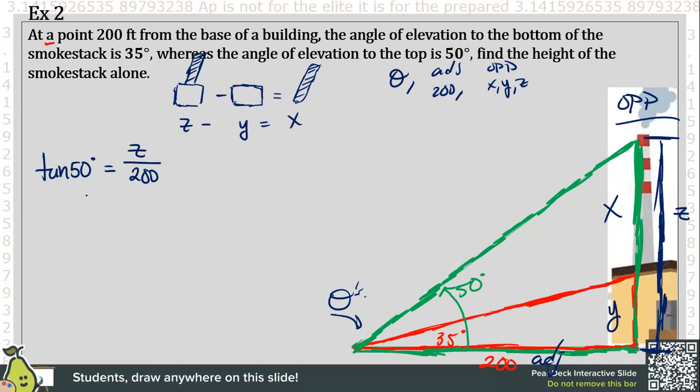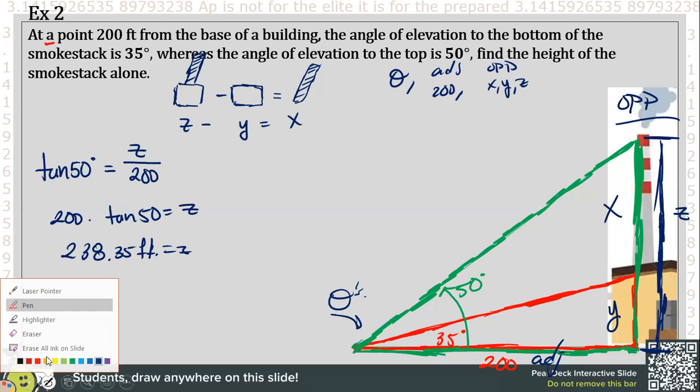So by doing so, I'm going to multiply 200 times tangent of 50 degrees, which is equal to Z. And if I check this in my calculator with my handy dandy notes, I have that this length is 238.35 feet. Okay, and that is my length Z.